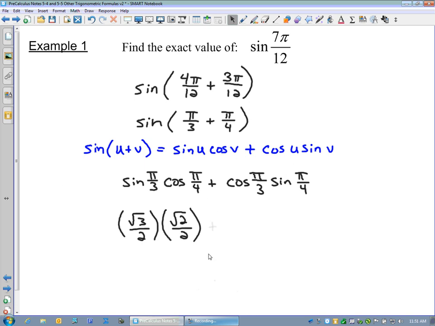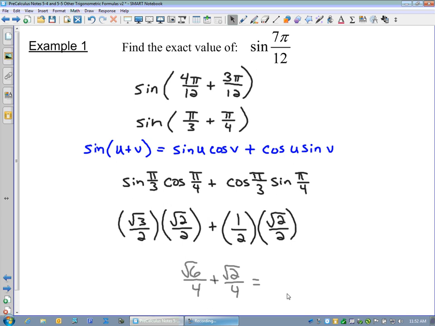And then we have our plus. Cosine of pi over 3 is 1/2. And the sine of pi over 4 is square root of 2 over 2. So hopefully you know those values by now. And cleaning this up a little, we multiply those two together to get root 6 over 4. This would give us root 2 over 4. So that when we add the two of those together, if we wanted to make it a single term, then we combine the like denominators and we have root 6 plus root 2 all over 4. And we're done.